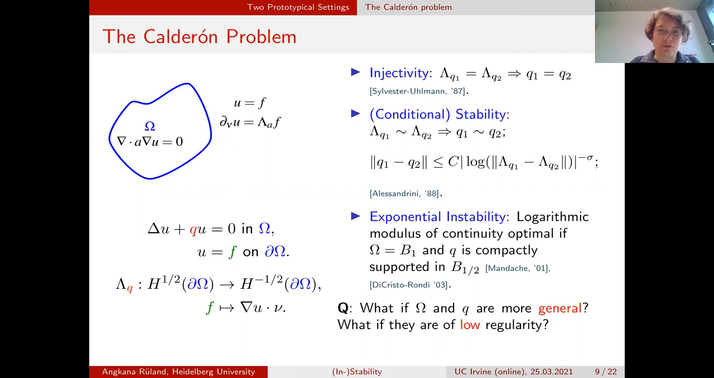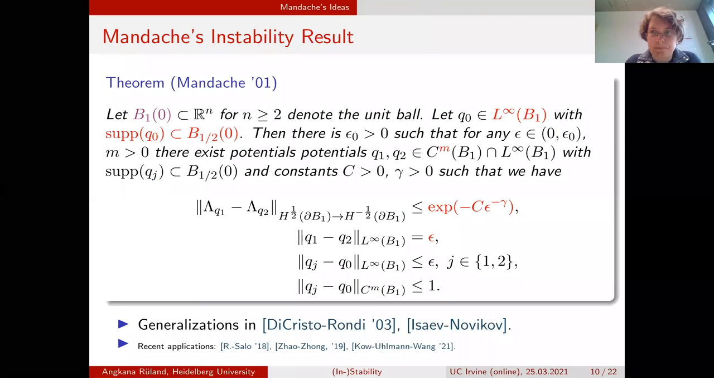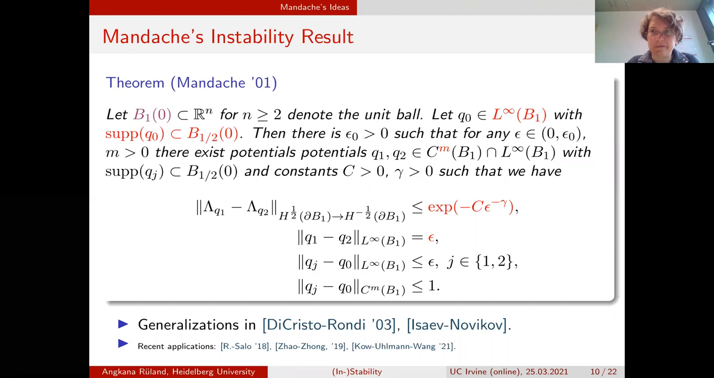And what if this potential Q is not compactly supported, but let's say lives as a background conductivity or potential in the whole domain? So in this setting, just as the same question as in the heat setting, does this low regularity setting somehow help? Or does this logarithmic stability, this exponential instability persist? Okay, and so with these two questions, I would like to turn to the ideas of Mandache, which for us, in a sense, were also the starting points of looking at these instability mechanisms.